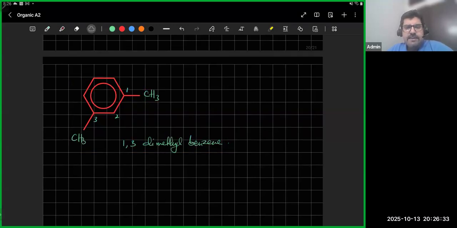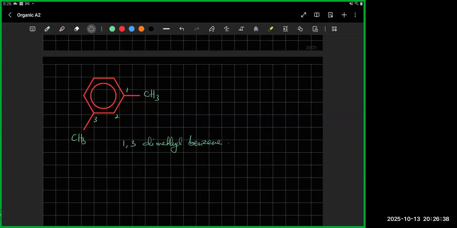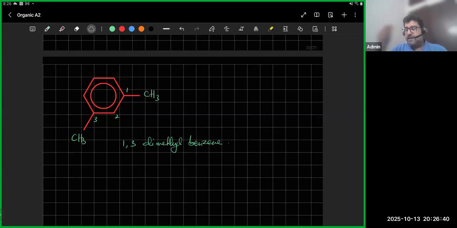Is that clear? 1,3 dimethyl benzene, is that clear? Yeah. So that's 1,3 dimethyl benzene.